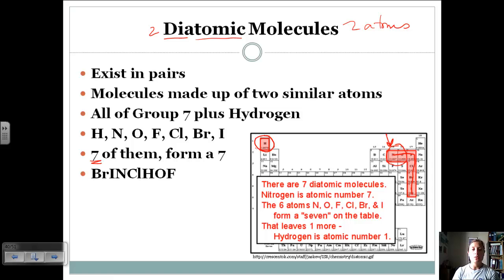But another way to memorize them is to use the acronym Brinclhof. So here's your bromine, iodine, nitrogen, chlorine, hydrogen, oxygen, fluorine. If you want to come up with a third way, that's great. However you need to memorize these, that's what you need to do. Okay, and then when we write diatomics, we're going to use a subscript to indicate that there are 2 of that particular element.